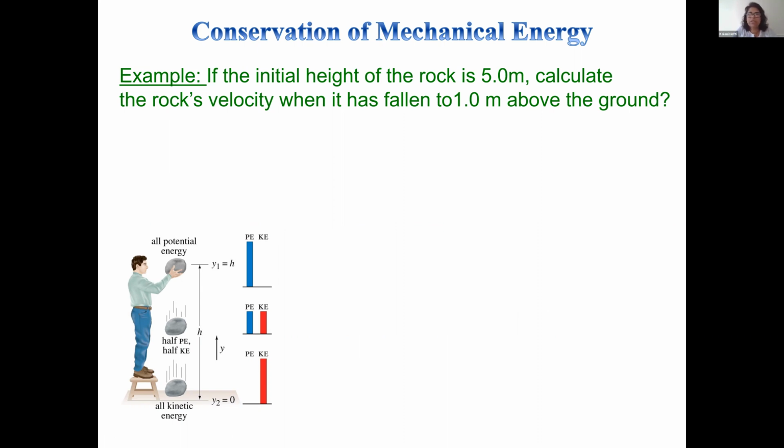If the initial height of the rock is 5 meters, calculate the rock velocity when it has fallen to 1 meter above the ground. You remember that in this problem we would be able to use the kinematics equations, especially the third kinematics equation, and I can find the velocity at the bottom, but it will take a few steps. And you also need to think about the direction of each parameter we use in kinematics.